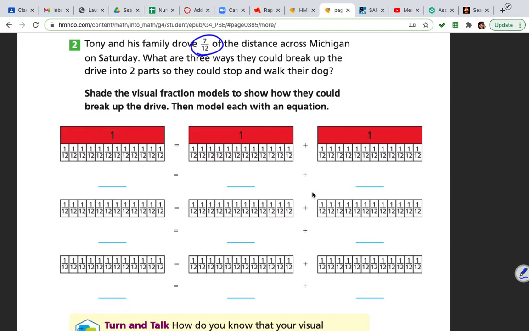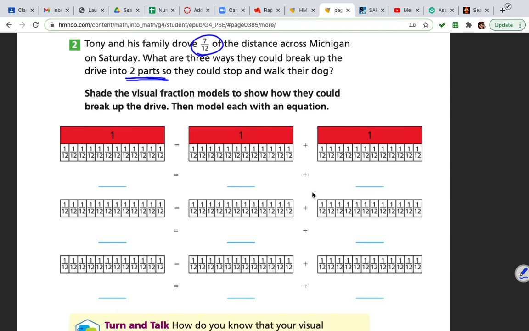What are 3 ways that you could break up the drive into 2 parts so they could stop and walk the dog? So we want 2 parts. We're going to add 2 numbers together. Shade the visual fraction models to show how they could break up the drive. Then model each with an equation.